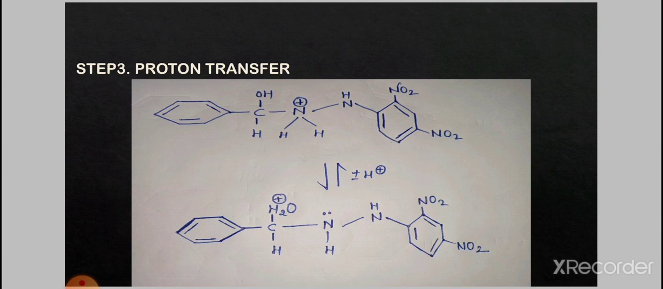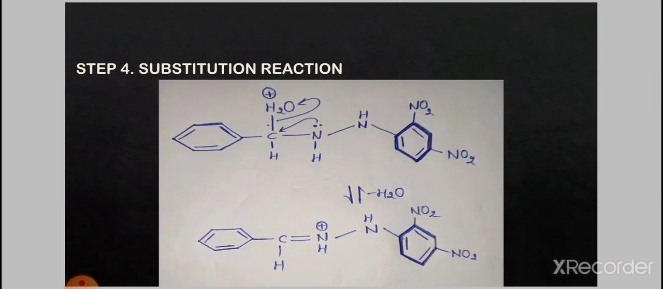After this, what will occur? In step 4, a substitution reaction will take place. We can see the substitution reaction is occurring. The bonded electrons transfer onto H2O plus and the lone pair of nitrogen transfers onto carbon. So H2O removal is occurring and a nitrogen positive ion is being created.